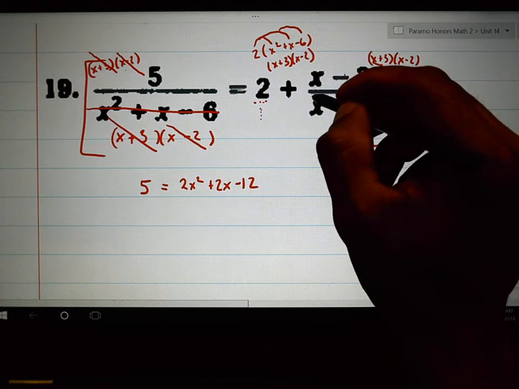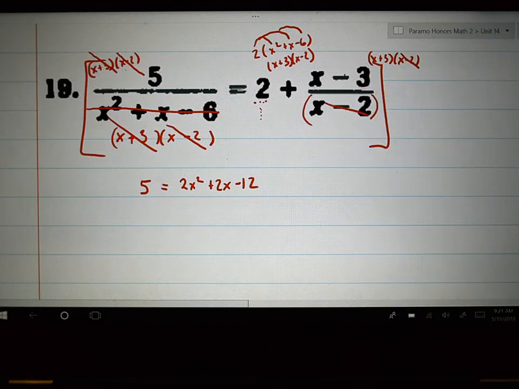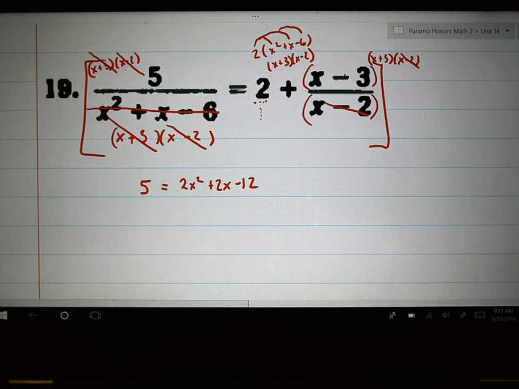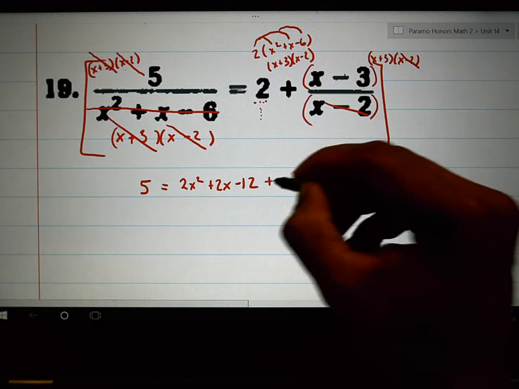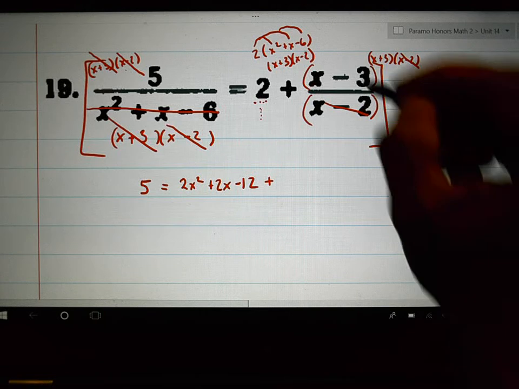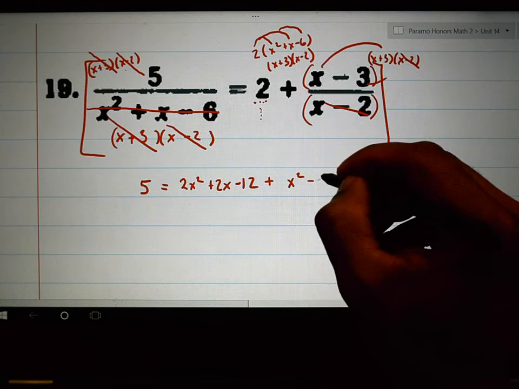Over here, this x minus 2 and this x minus 2 reduce, and I'm left with x minus 3 times x plus 3. I have to multiply that. I have to FOIL it out. Good thing I know it's a difference of squares. When I FOIL that out, it's x squared minus 9.